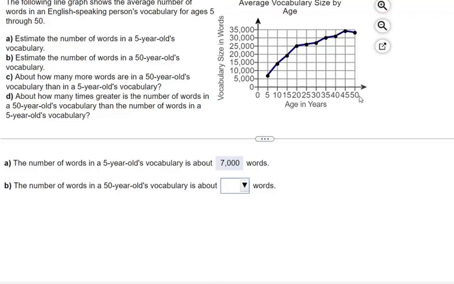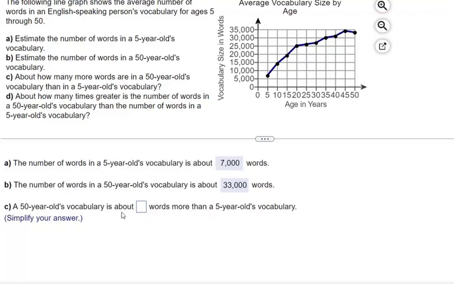50-year-old vocabulary, we go over to 50 for years. So this is where 50 is for years. And then we match it up with the dot that corresponds with 50 years right here. So that's a little bit less than 35,000 for the y-axis. So a little bit less than 35,000.